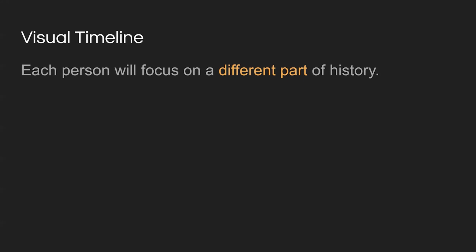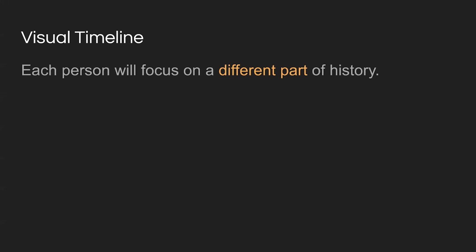So the first thing to keep in mind is each person will focus on a different part of animation history. By the way, that 500 to 1,000 words is what each person needs to write. So that's not the whole group's animation timeline. That's just one person writing their part. Okay. We will continue to clarify this throughout the presentation.